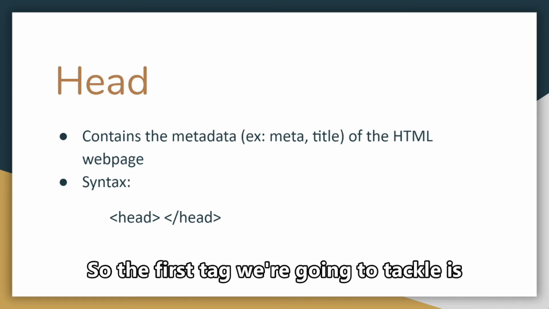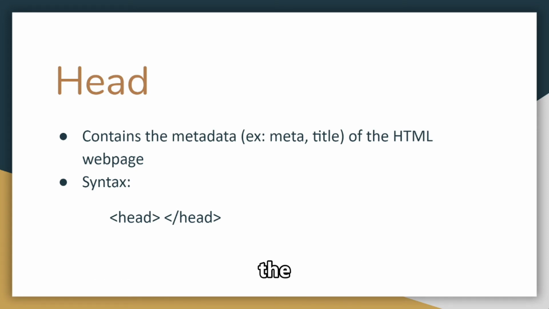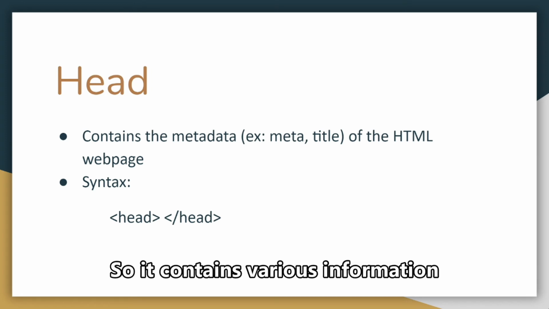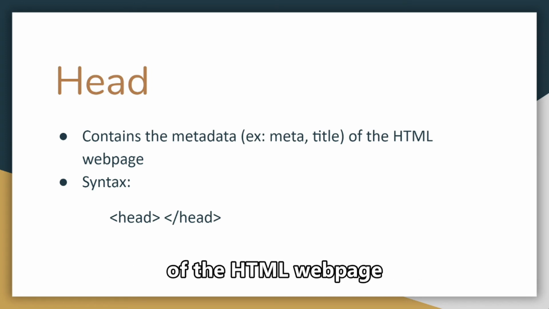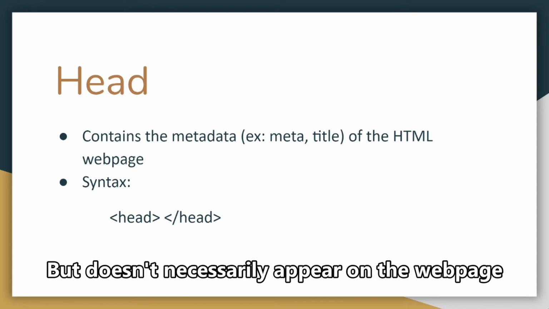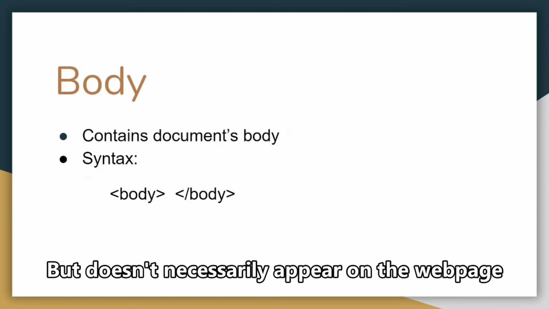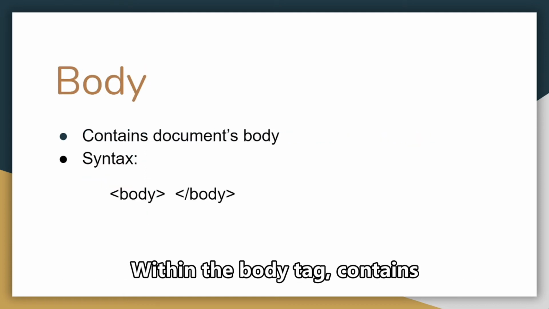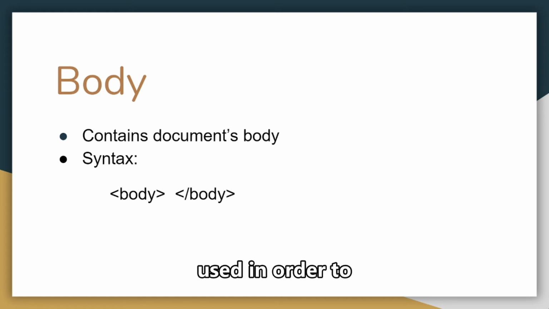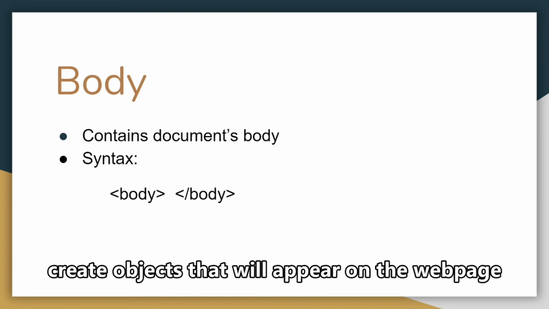So the first tag we're going to tackle is the head tag. It contains various information of the HTML web page, but doesn't necessarily appear on the web page. The body tag contains the codes used in order to create objects that will appear on the web page.